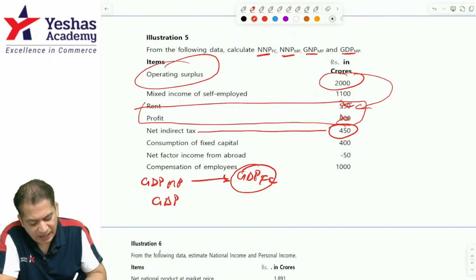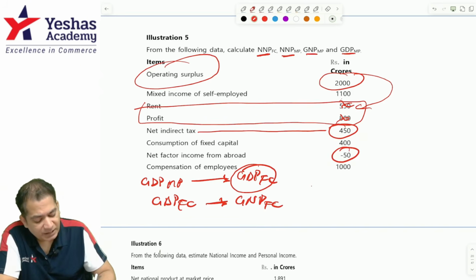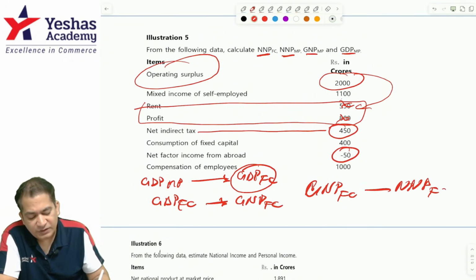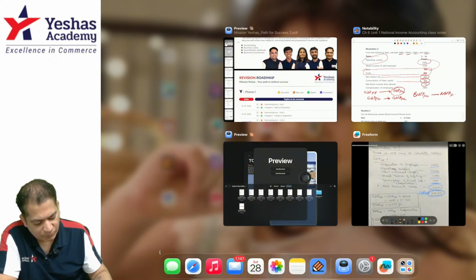From the GDP at factor cost, if I want to get GNP at factor cost, it means I have to add NFIA. It is negative, so I will have to deduct this. Now we have got GNP at factor cost. Now from the GNP at factor cost, I have to get NNP at factor cost. What is the difference between gross and net? That is depreciation, applying the golden rule here. So for NNP, you have to deduct depreciation, that is consumption of fixed capital, 400. You will get your answer as it's done over here.